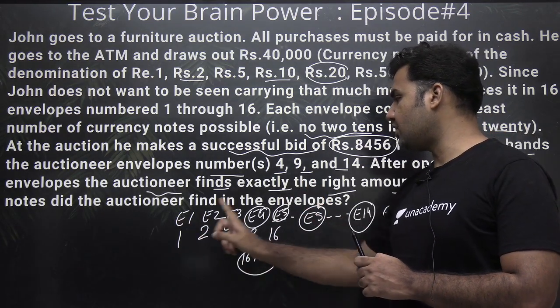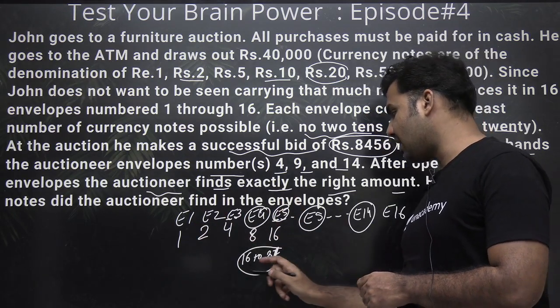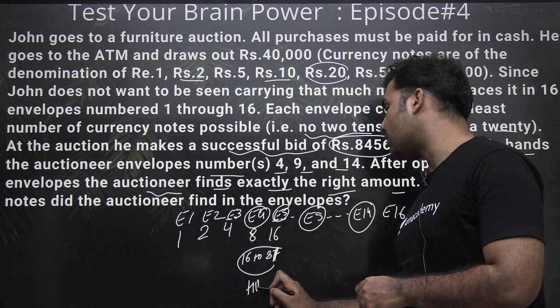Till 16, he can pay using envelope number 1 to 4, and using envelope number 1 to envelope number 5, he can pay any amount till 31 rupees.